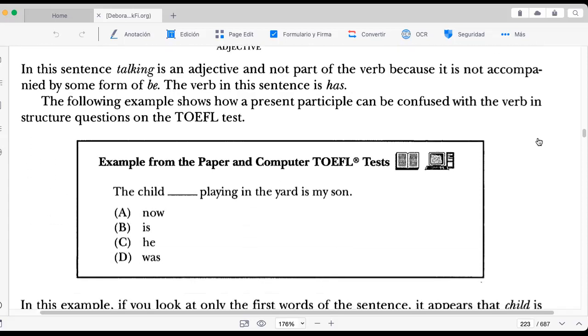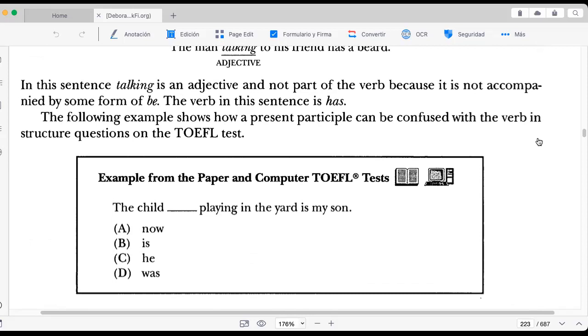Now we have this example, okay? The child playing in the yard is my son, okay? We have these options. Letter A now, B is, C he, D was. Okay, for you, Paul, what will be the first option for you, or the correct option for you? Letter A. A, now. The child now playing in the yard is my son. Okay, let's see if we are right, okay?